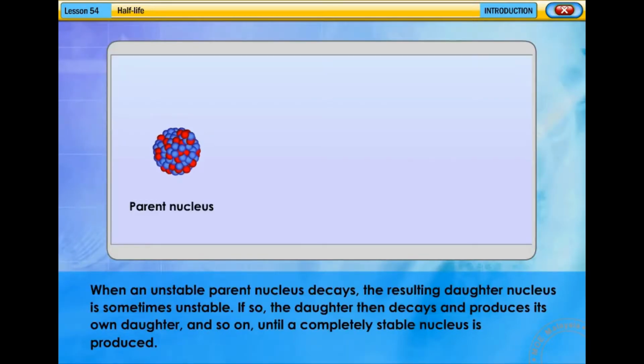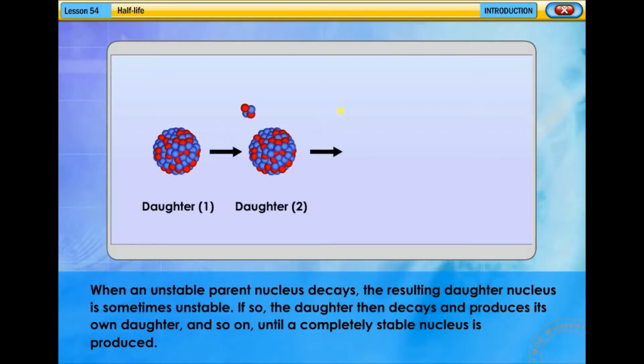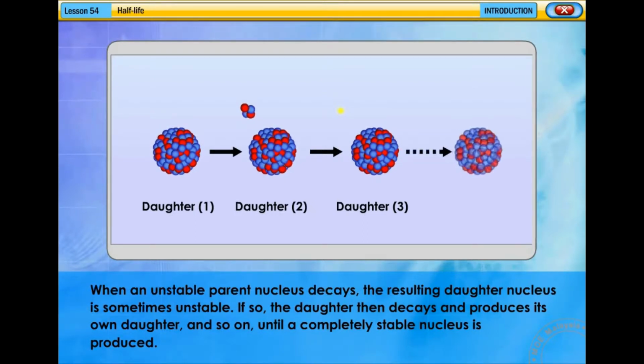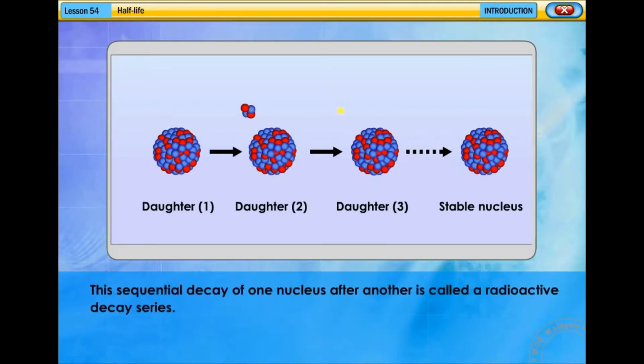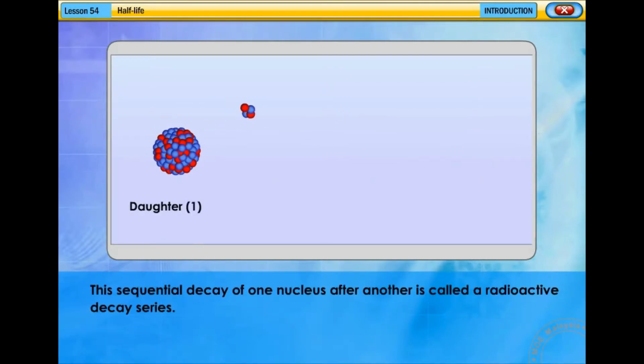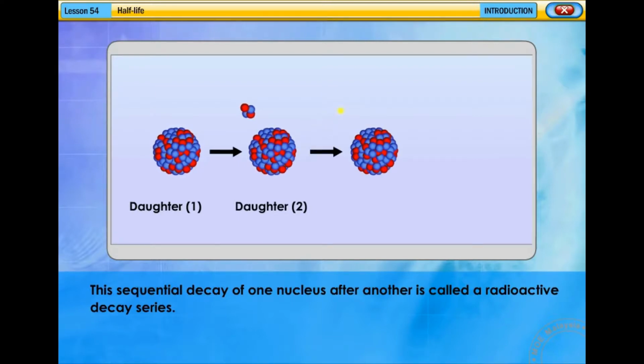When an unstable parent nucleus decays, the resulting daughter nucleus is sometimes unstable. If so, the daughter then decays and produces its own daughter, and so on, until a completely stable nucleus is produced. This sequential decay of one nucleus after another is called a radioactive decay series.